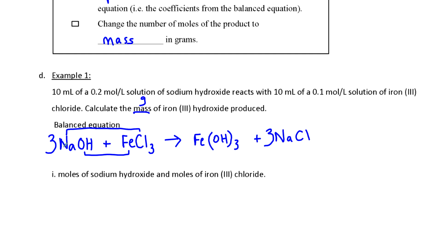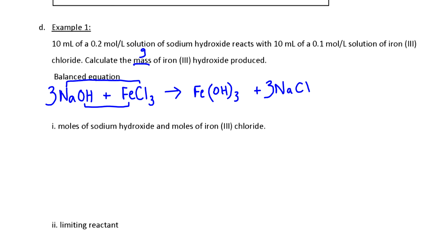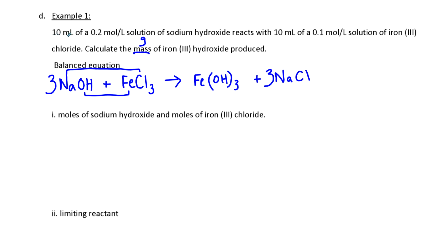The limiting reactant will always determine how much product gets produced. But before we can do that, we need to convert these numbers into moles so that we can work our way towards grams of product. If I know concentration and volume, I can use C equals N over V to solve for number of moles. So I'm just going to rearrange that to N equals CV.